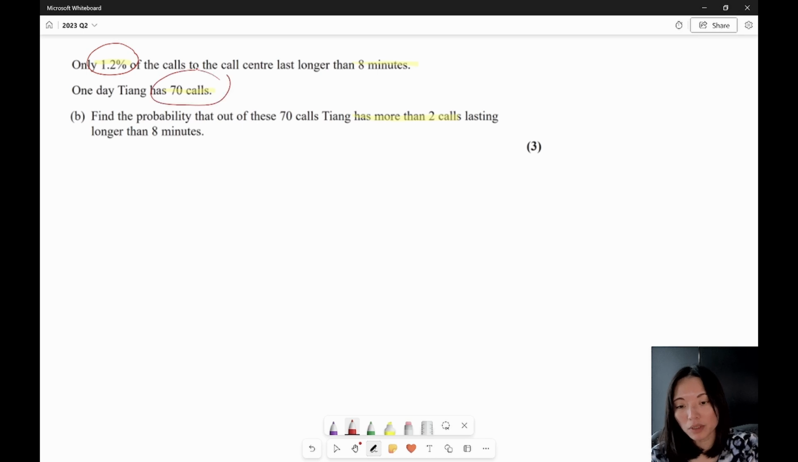The number of trials, 70 calls. Whether this says 8 minutes, 9 minutes, 10 minutes doesn't really matter, because I already know the probability of success is 1.2%. Now, I know the number of trials, I know the probability of success. Therefore, the distribution that I could be using here is the binomial distribution.